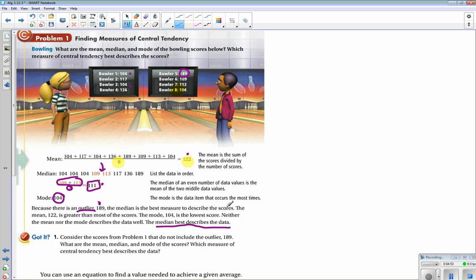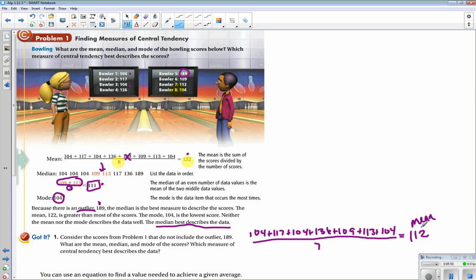All right, so consider the scores from problem 1 that do not include the outlier, 189. So we're going to take 189 out of our calculation. And what measures of central tendency best describe the data? So instead, we're going to have 104 plus 117 plus 104 plus 136 plus 109 plus 113 plus 104, and we're going to divide it by 7 data values. So the new mean is 112.